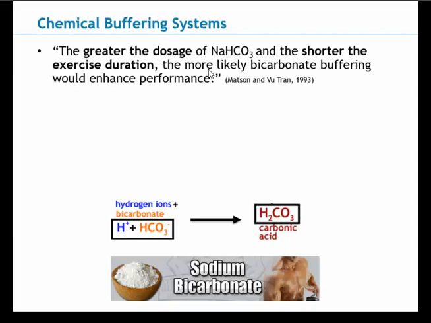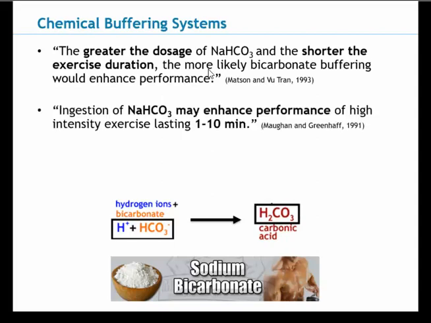The results conclude it is effective at improving short-term high-intensity performance when acidity is present, such as a 400-meter sprint, cycling time trials, sprints, anything of that nature. Ingestion of sodium bicarbonate may enhance performance of exercise lasting 1 to 10 minutes. So it can't be of that very short duration.